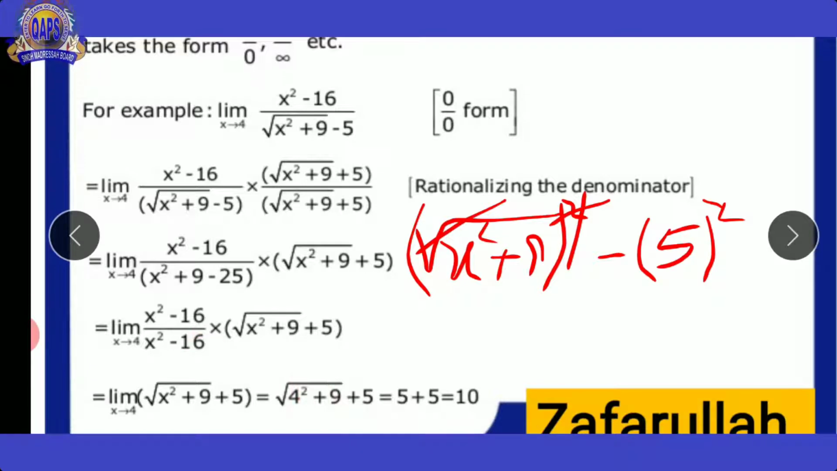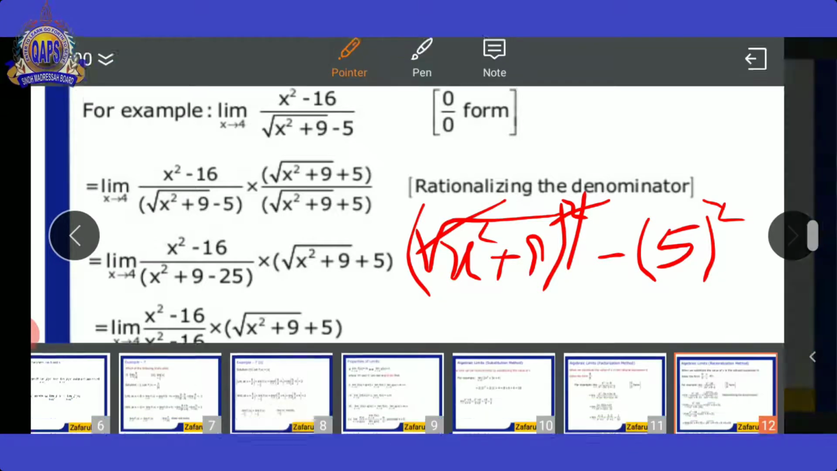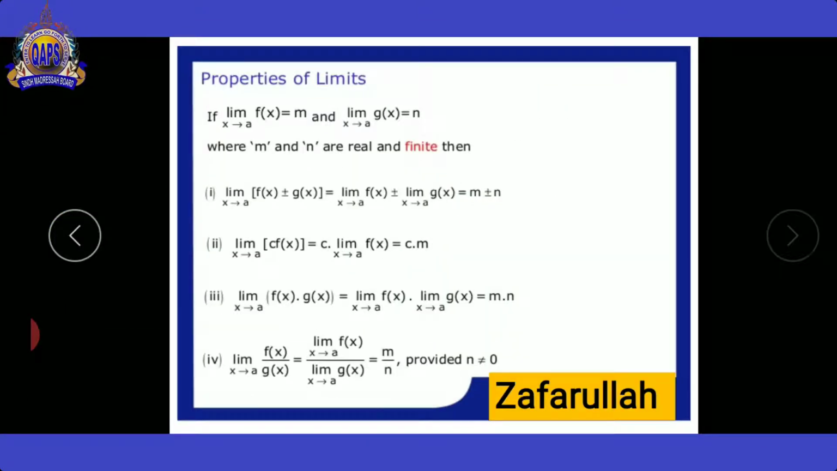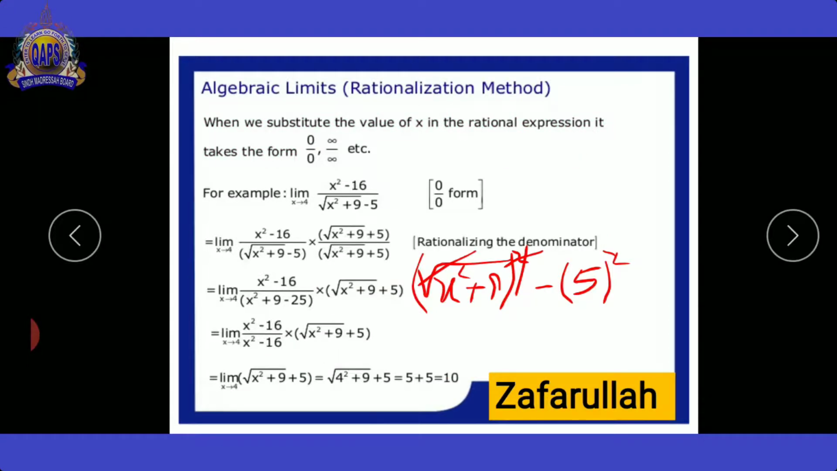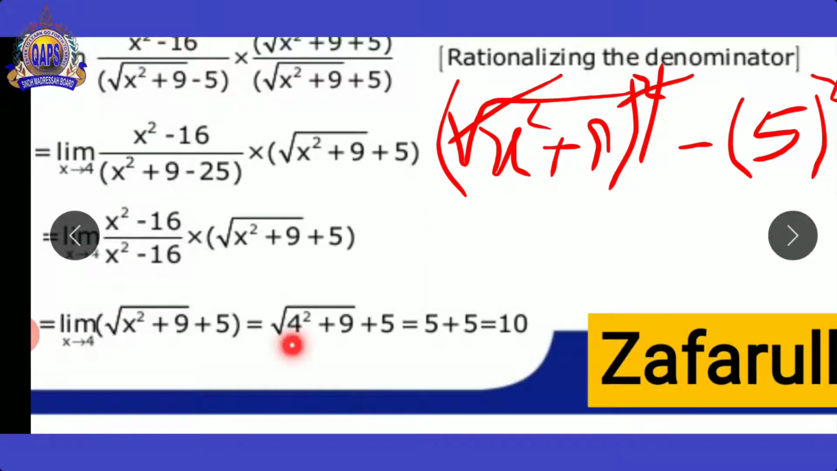4 square will become 16. 16 plus 9 is equal to 25. When any number is under a radical sign, we convert that number into the square form, then the square root will be cancelled. So 4 square will become 16 plus 9, 25. The radical of 25 is 5, and this 5 will remain the same. 5 plus 5 is equal to 10.